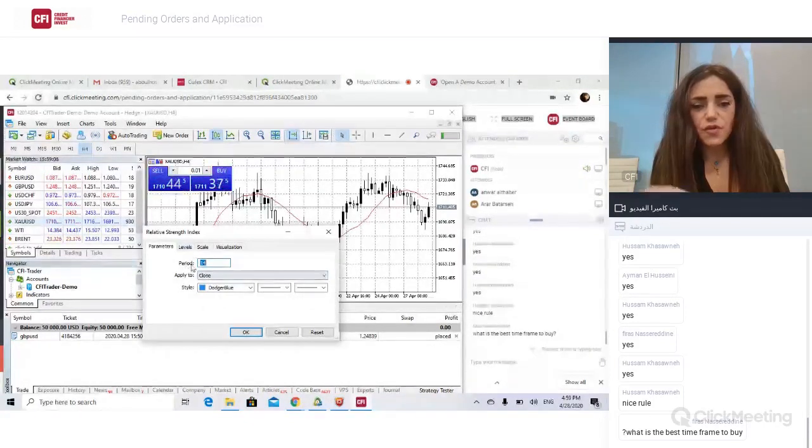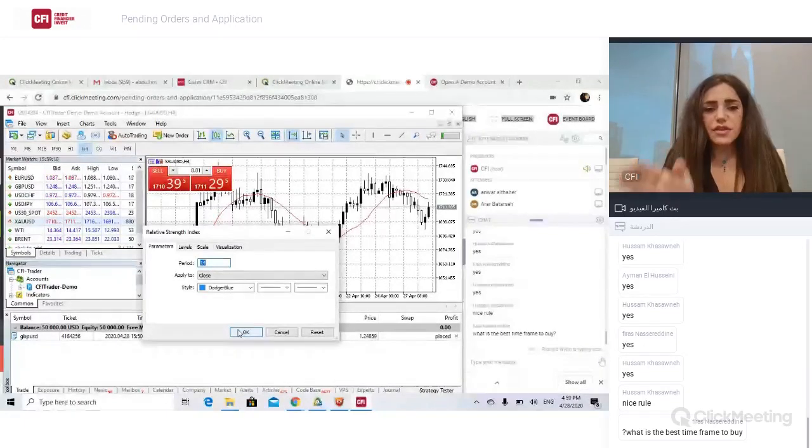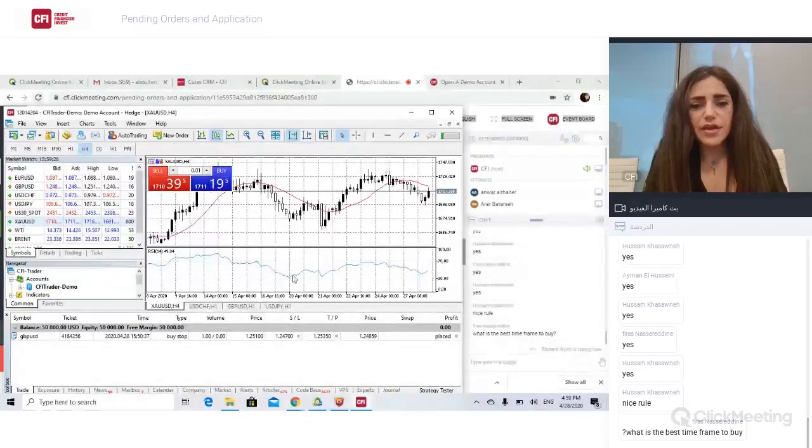It has a 14 period, which means it takes the 14 previous closing prices, whether it was a 4-hour, 1 day, 1 week, whatever it is, 14 consecutive periods, and it divides them by 14. There you go. This is your RSI.